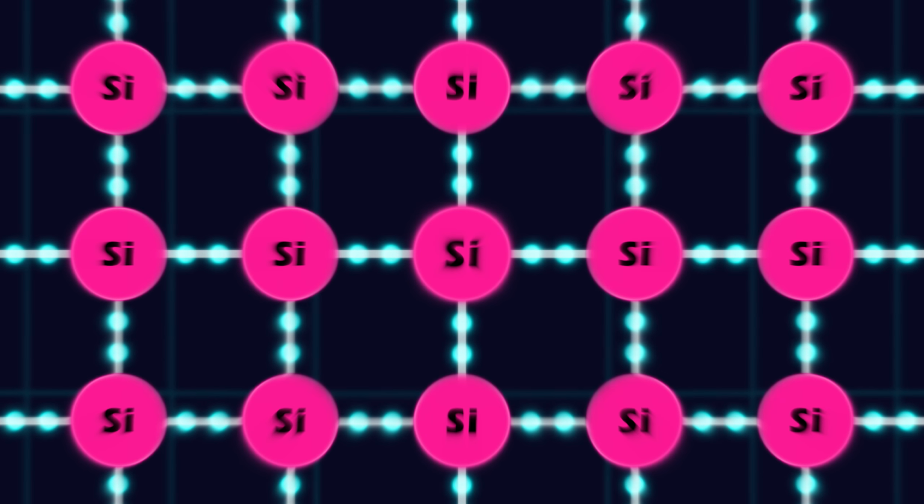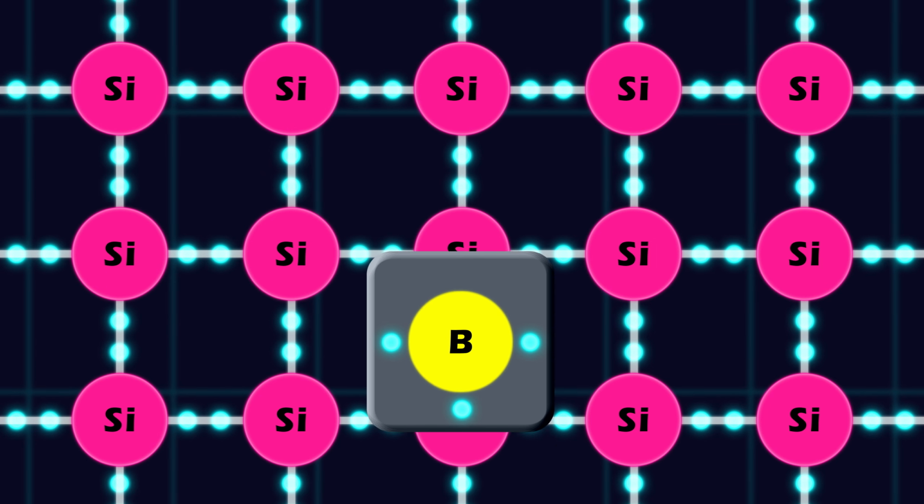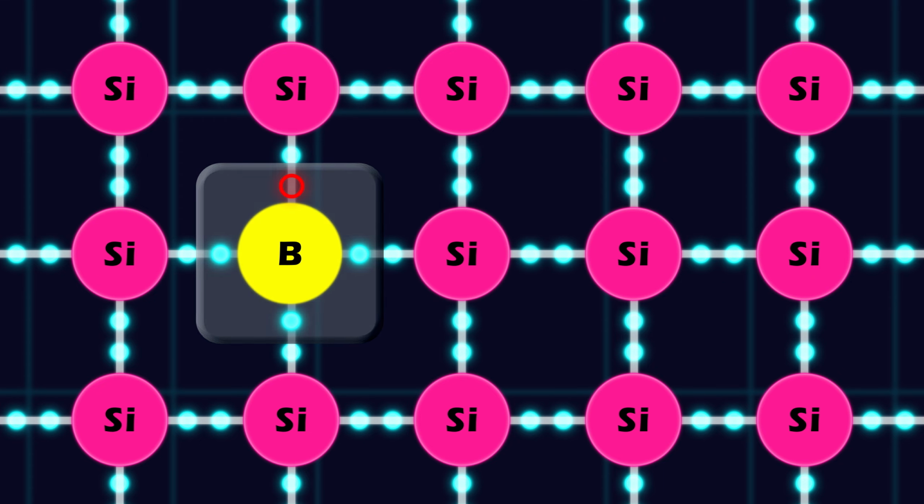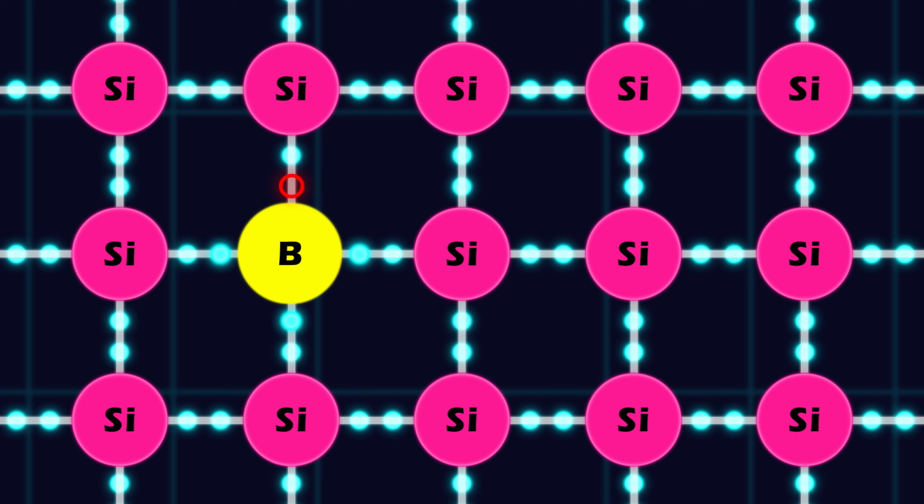On a different piece of silicon, we do the opposite. We inject an atom of boron. Boron only has 3 valence electrons. When it joins the grid, it is missing a bond. One spot remains empty. We call this vacancy a hole.